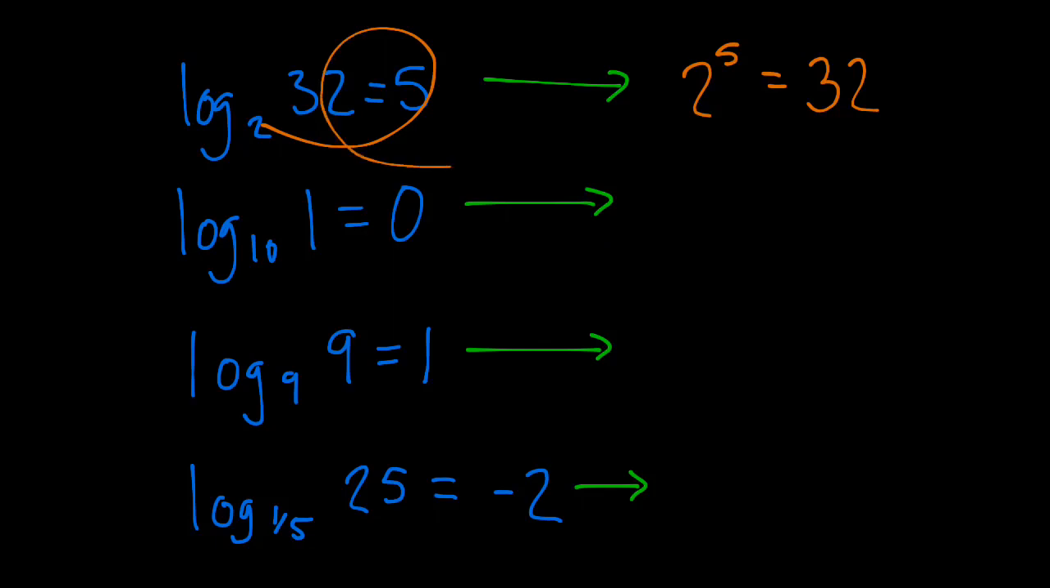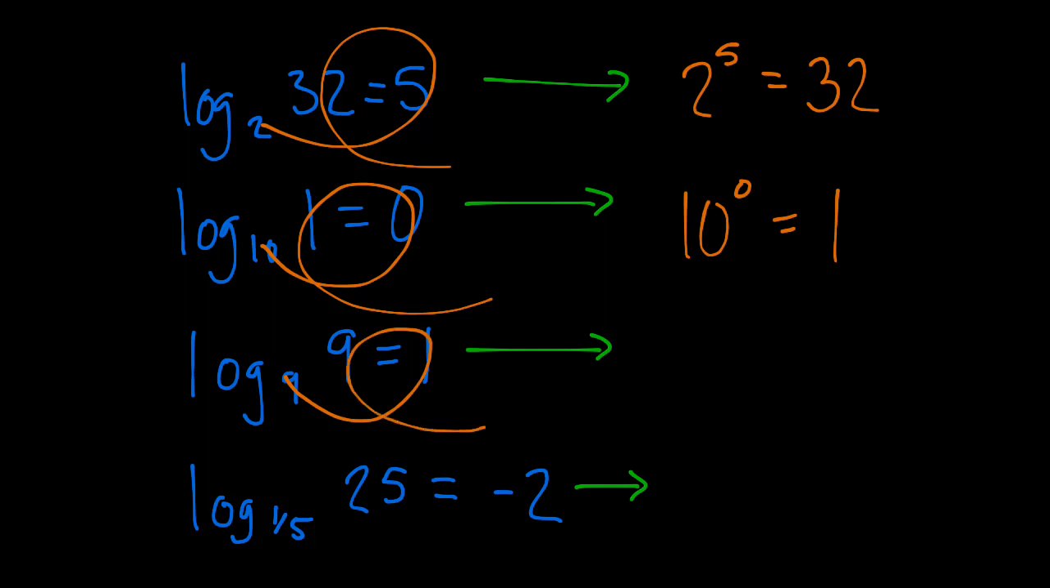One little trick as we rewrite these, if we want to take a log and turn it into an exponential, see this little curve? 2 to the 5th equals 32 kind of looks like a lowercase e for exponential. Okay, log base 10 of 1 is equal to 0. That's because 10 to the 0 equals 1. Log base 9 of 9 equals 1. Rewriting that as an exponential would be 9 to the 1st equals 9.